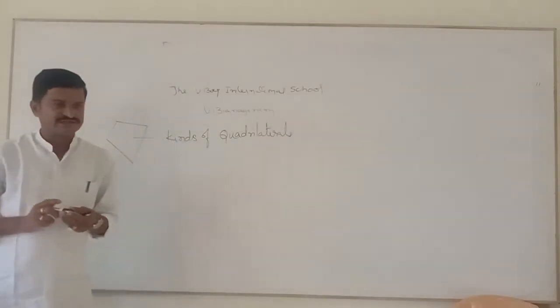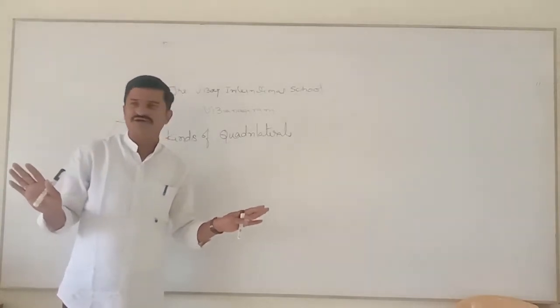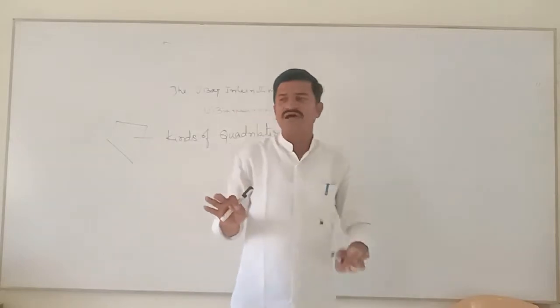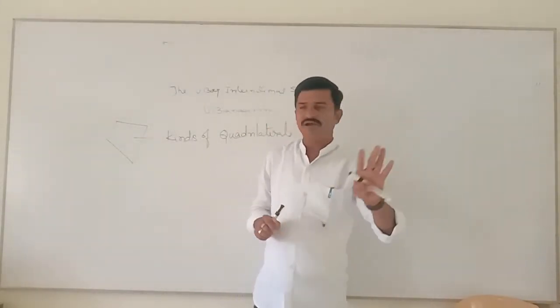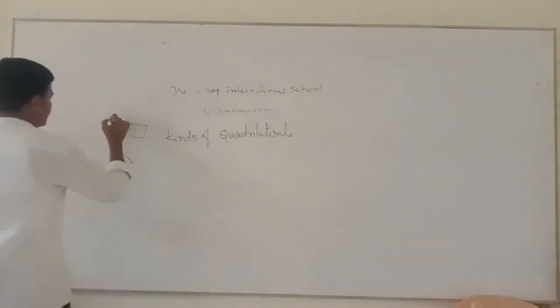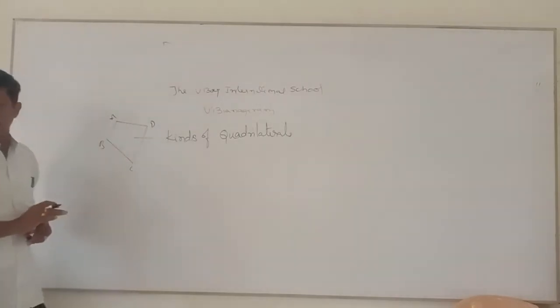Kinds of quadrilaterals. We all know the definition of quadrilateral, isn't it? What is the definition of quadrilateral? A polygon which is bounded by four line segments, that is called a quadrilateral. So, this is a quadrilateral, A, B, C, D. We know that.